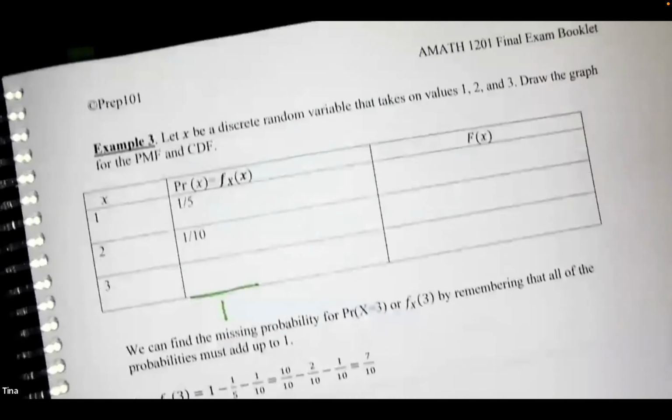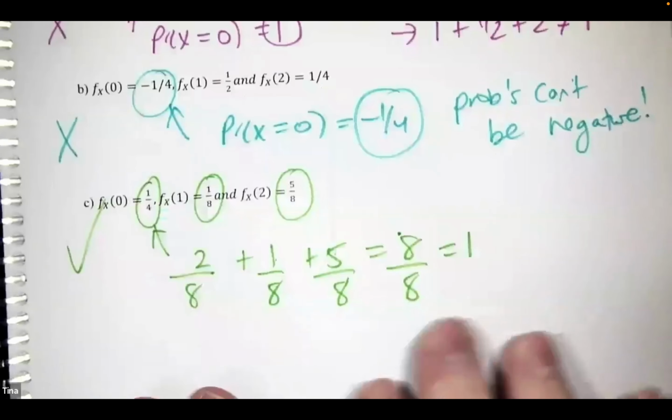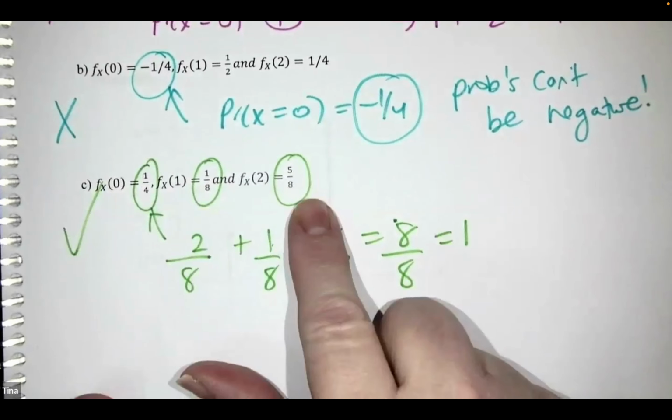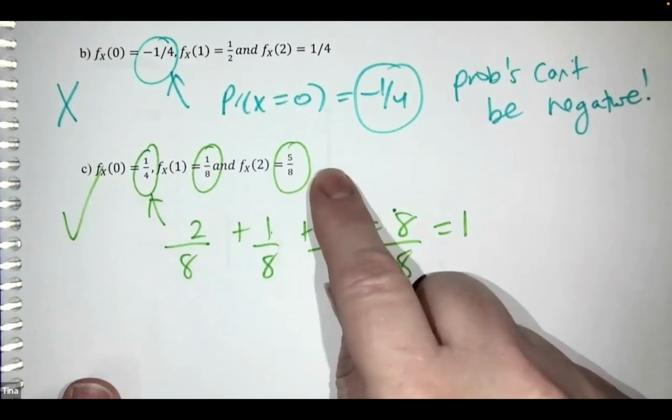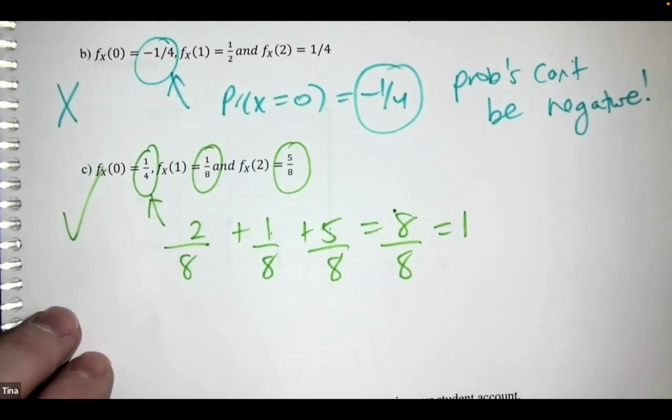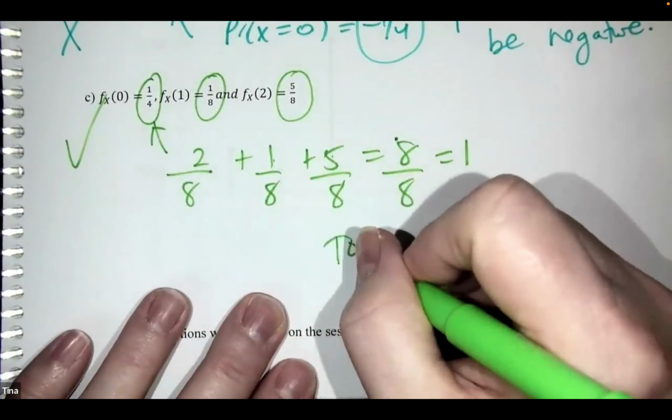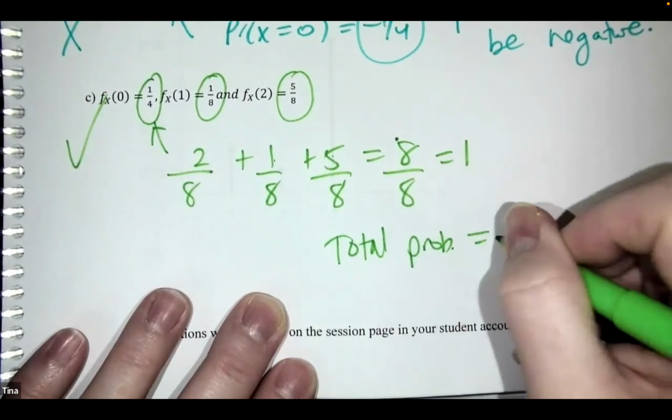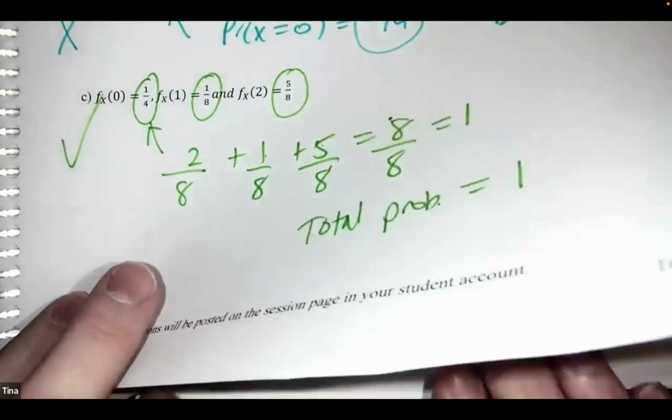So I was just checking: to be a probability mass function, I need to know that all my probabilities are between 0 and 1, right? There's nothing negative here, which they are. And I need to make sure that the total probability, the total area, is 1. Yeah, that's right.